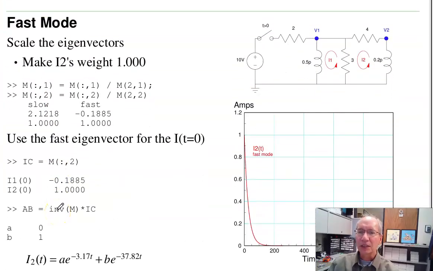I can check that. If I make the initial condition proportional to the slow eigenvector times a constant, I2 of t will decay slowly. If that's my initial condition, it'll decay quickly. So make it the fast eigenvector. Then here's how it decays. This term is 0, this term is 1, and it's decaying as e to the minus 37t.